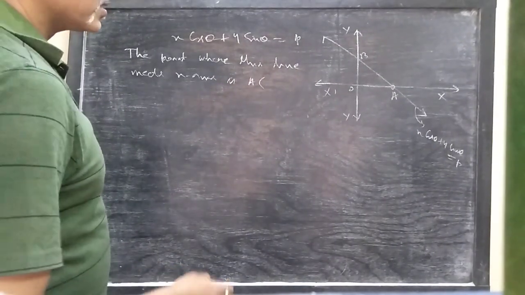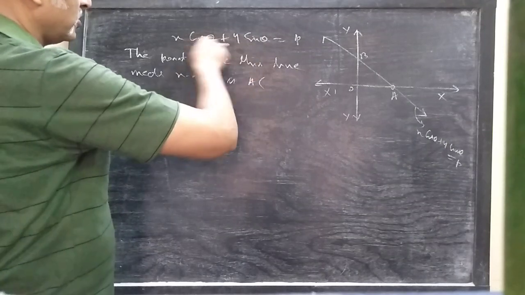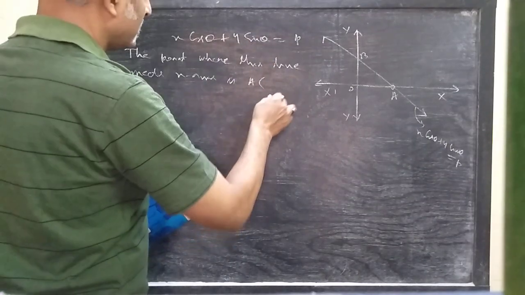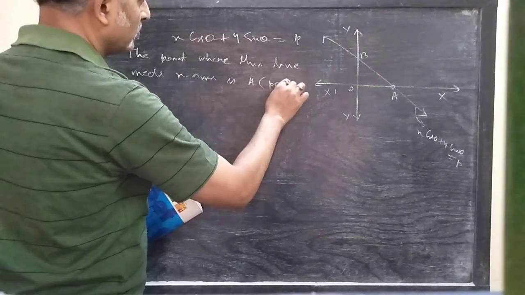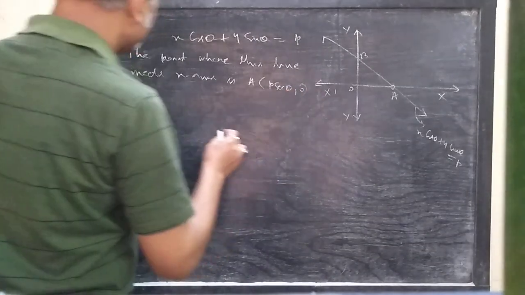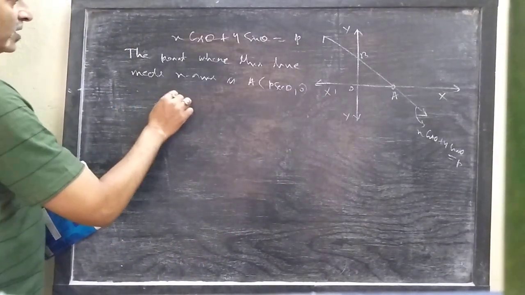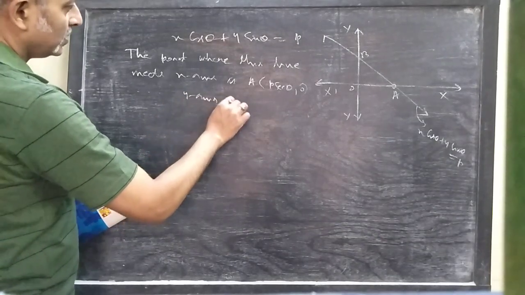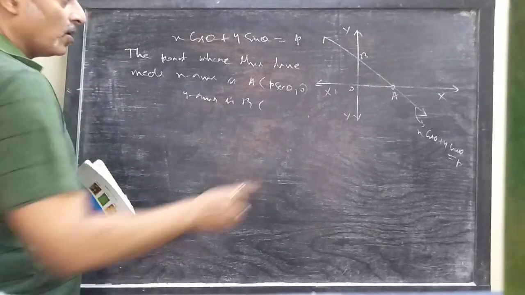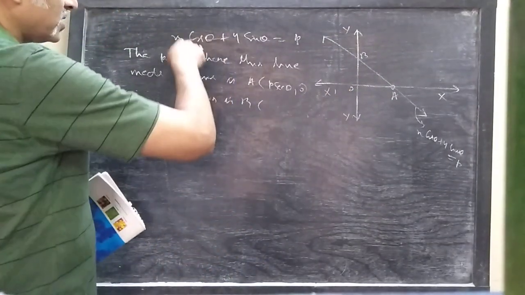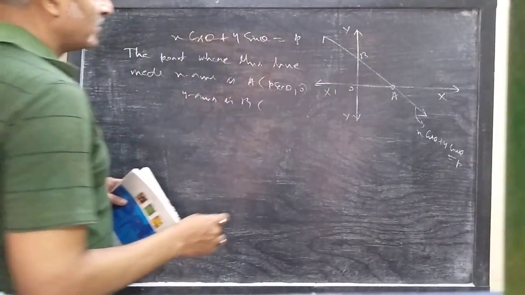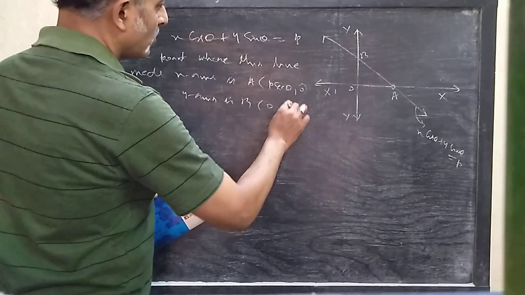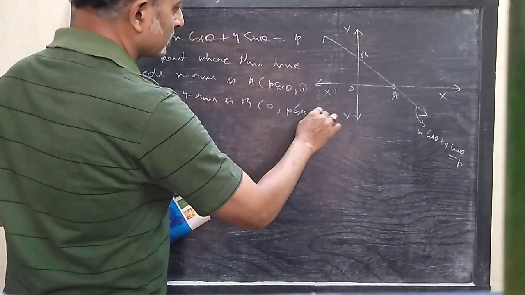Now we know on the x-axis y equals 0, just put y equals 0 here, you get p sec theta comma 0. Similarly, the point where the line meets the y-axis is B. On the y-axis x equals 0, put x equals 0 here, you get 0 comma p cosec theta.